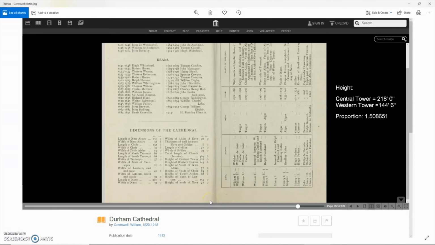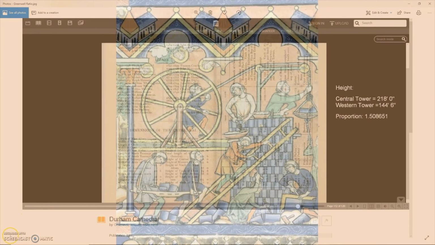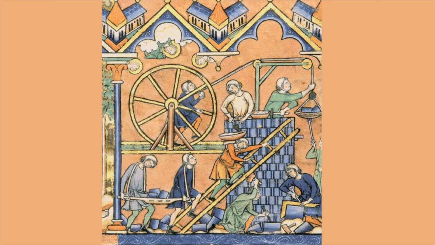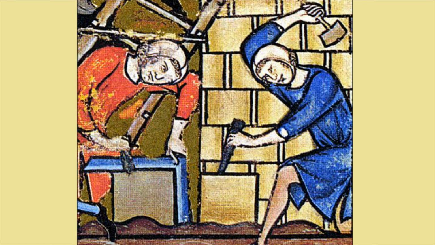My last ratio for the heights of the towers of Durham Cathedral goes back to a book by William Greenwell, published in 1913, called Durham Cathedral. And if we look here, we can see that the height of the central tower was stated as 218 feet. The height of the western towers was 144 feet and 6 inches, and this gave us a proportion of 1.508651. These results show documentary evidence for measurement of the towers with close ratios of 3:2 for the heights.